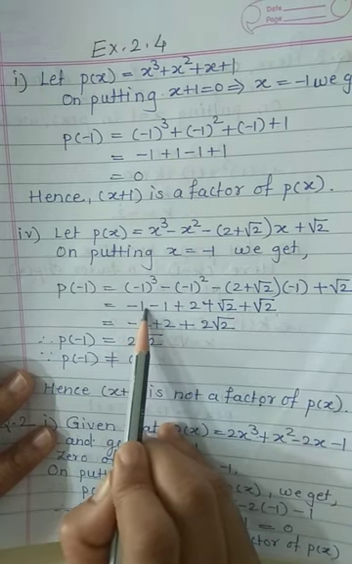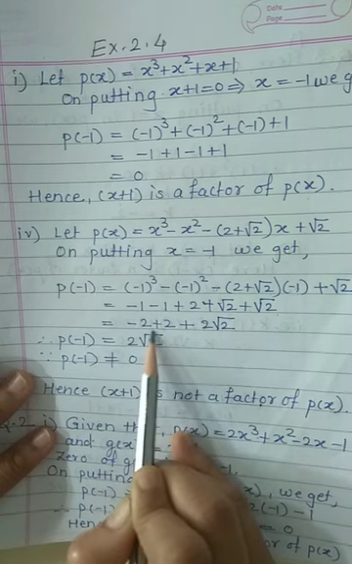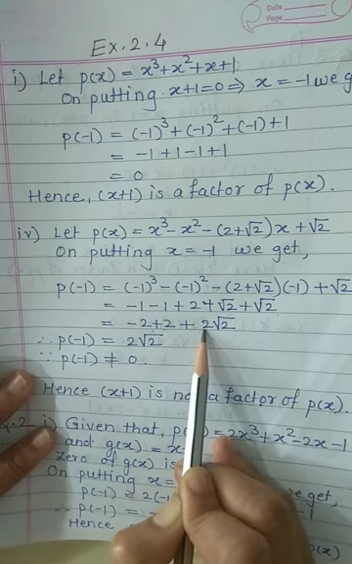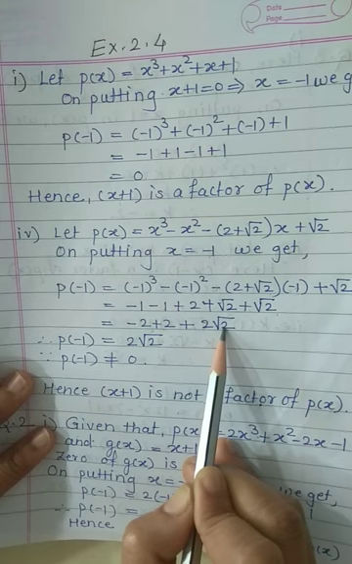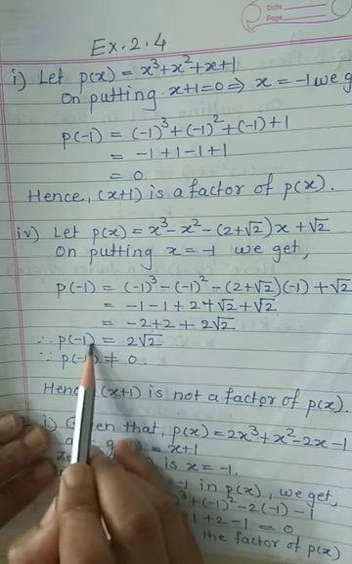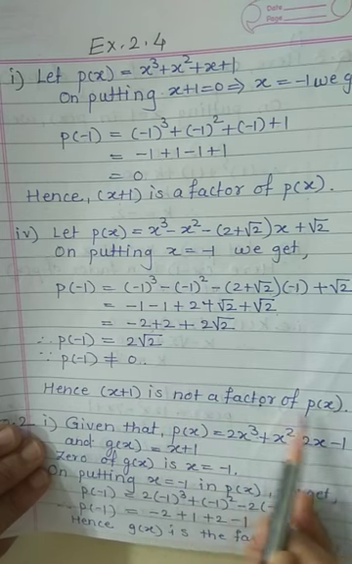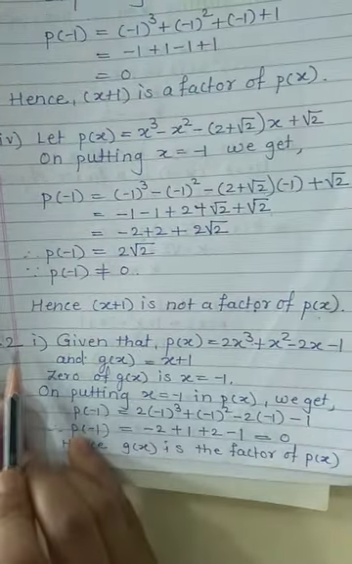Now here minus 1 minus 1 gives minus 2. This plus 2 and this root 2 plus root 2 is 2 root 2. Now this minus and plus get cancelled and 2 root 2 remains. As this p of minus 1 is not equal to 0, x plus 1 is not a factor of p of x.